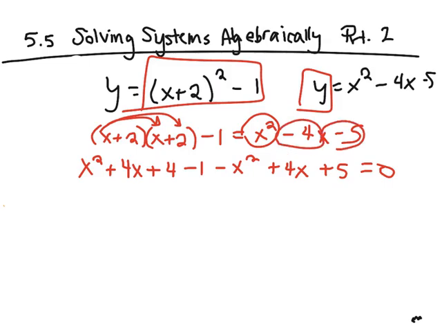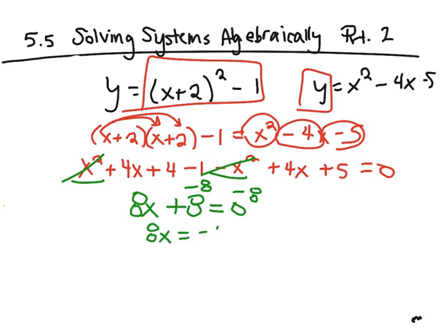Now we're going to simplify. So we have x squared minus x squared, so that cancels. We have 4x plus 4x, so we have 8x. Plus 4 minus 1 plus 5 is plus 8. Subtract 8 from both sides. Divide by 8. So x is equal to negative 1.